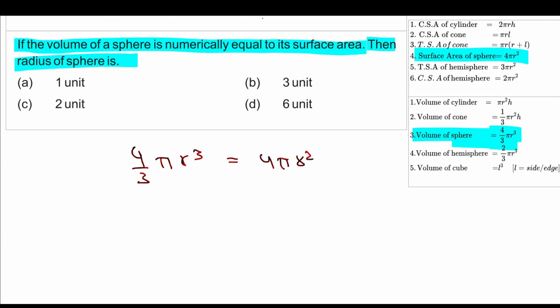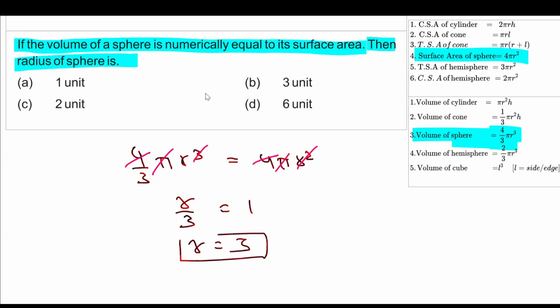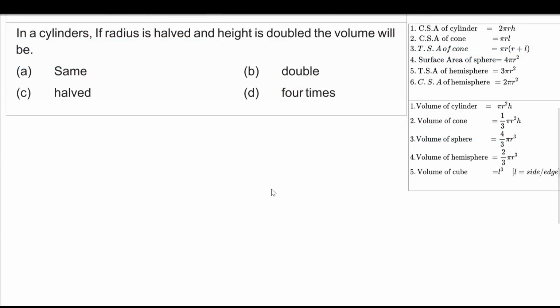Now here I can cancel 4 and 4. We can cancel pi and pi. We have r cube here and r square there, so 1 r will be left over. So we can say r over 3 is equal to 1. That implies r is equal to 3 into 1, that is 3. So we'll say it's 3 units, and not 3 centimeters or 3 meters. So the correct answer is option B in this case.